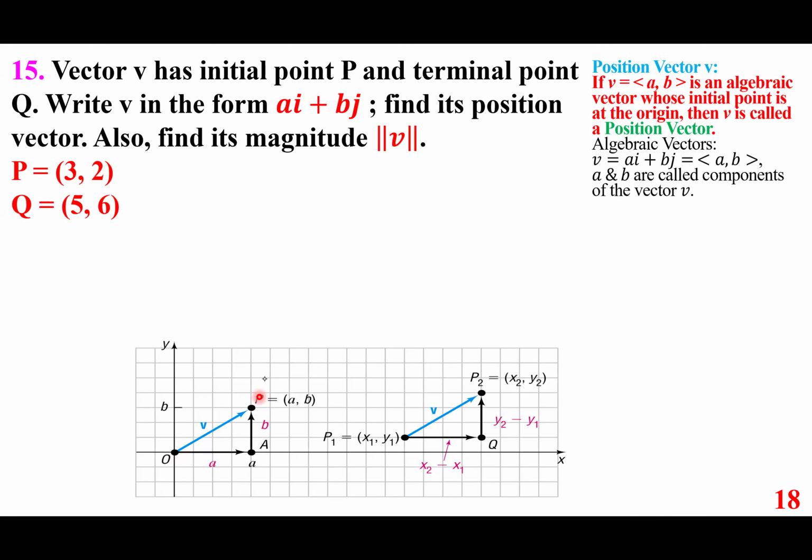So position vector: if V has components a, b and is an algebraic vector whose initial point is at the origin, then V is called a position vector. Algebraic vectors are in the form of ai plus bj, or a comma b. A and b are called components of the vector.